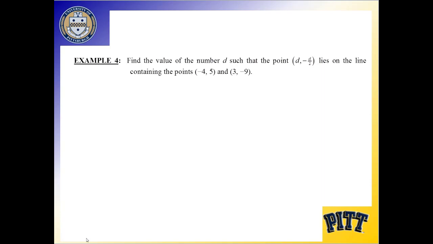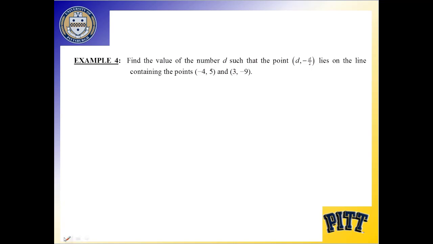Okay, because I can clearly see that my x coordinate for these is not the opposite of half of it for the y coordinate. If I do half of negative 4 and then negate it, I don't get 5. If I do half of 3 and then negate that, I'm not going to get negative 9. So we're looking for a point that has this format, but lies on the line that contains those 2 points.